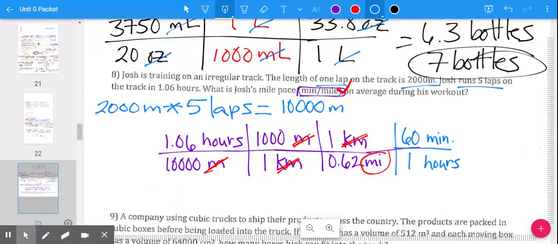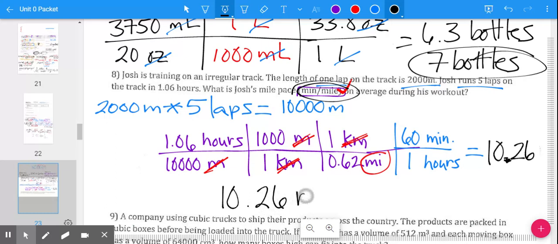So when you multiply straight across the top, and then divide by the denominator, you end up with 10.26. So then when we go back to our question, it says minutes per mile. So that's 10.26 minutes per mile.